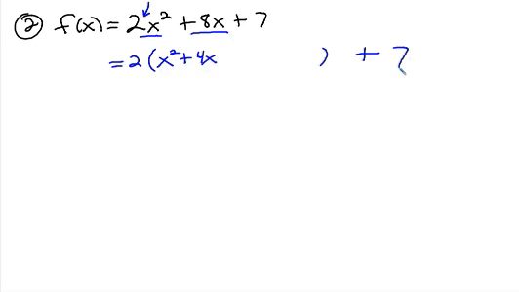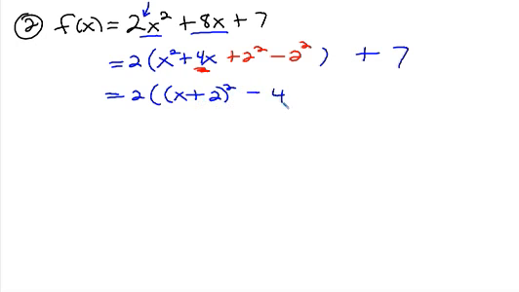Now what I do is what I did on the last problem. I complete the square. Half of the b term is 2, so I add 2 squared, and I also subtract 2 squared. So what I have now is 2 times the square of a binomial, which is x plus 2 quantity squared, minus 4, plus 7.